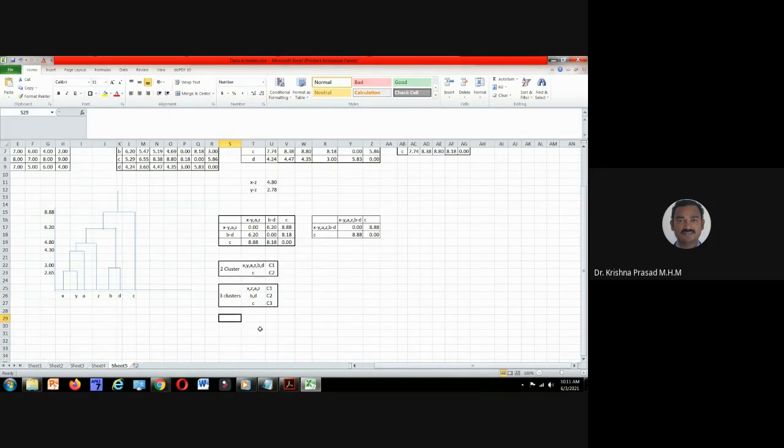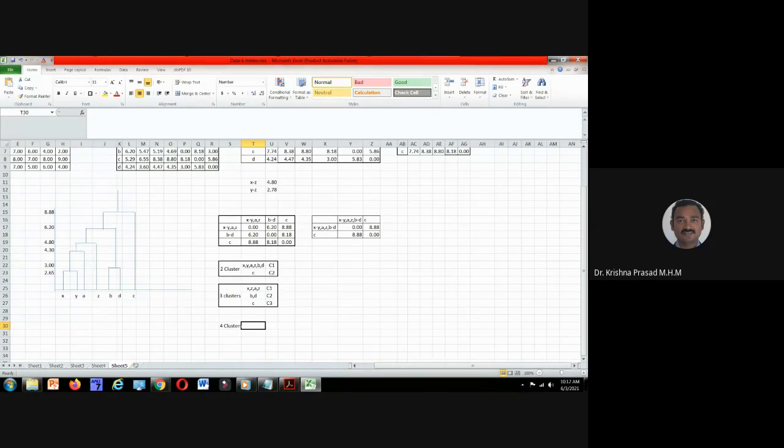If you change and ask me, I want 4 clusters, what do I need to do? Tell me. Somebody needs to tell. What are the 4 clusters? Where do I need to cut? In between, please. Somebody is going to speak. 4.3 to 4.8. Very good, Nana.